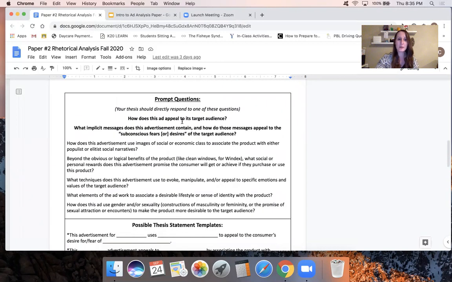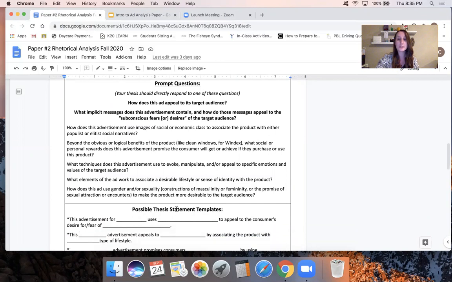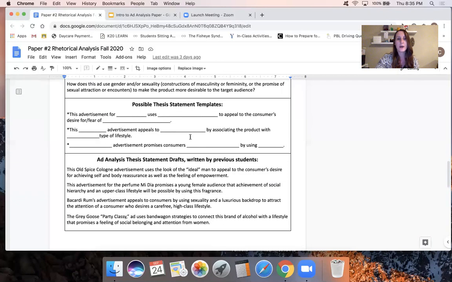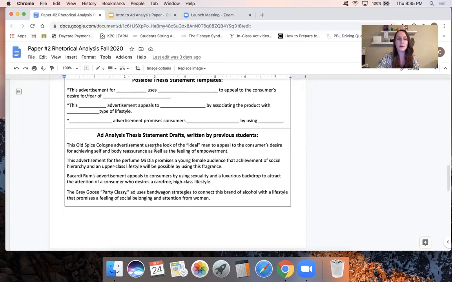The next page has the prompt questions, so your thesis will directly respond to one of these questions. There are 2 key questions up here, and then some sub questions underneath that are different ways of approaching the 2 key questions. You have some thesis statement templates, so if you're struggling to write a thesis, or you know that's something that's difficult for you, you can use one of these templates, plug in what you want to say about the ad that you choose, and then revise it from there to make it your own and make it read more smoothly.